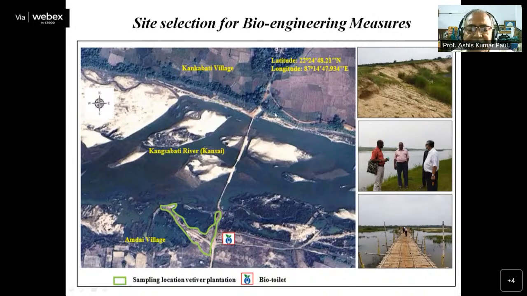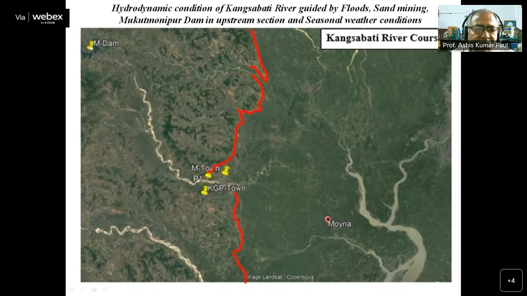And this is another site, the Kangsabati village, where we visited with our team, together with Dr. Nobi, for the selection of the vulnerable sites of the Kangsabati River. And you can see that this is the temporary bamboo-built bridge, which is used by the daily commuters from the villages located on the different banks of the Kangsabati. Here you can see the upstream of the Kangsabati River, where the Mukutmanipur Dam is located. The excess water is usually released during the monsoon months, and at that time the Kangsabati River becomes flooded, some flood water inundates the low-lying villages, and erosion occurs on both banks.